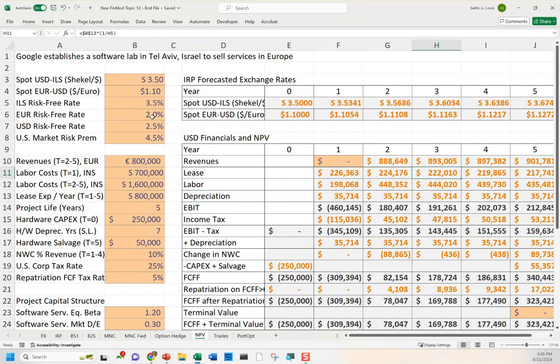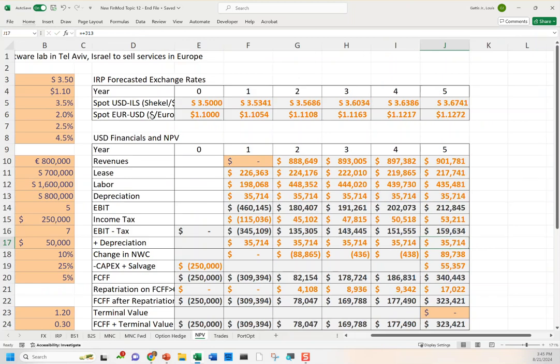All right, so then I'm going to buy the equipment in the States and maybe ship it to Israel. So that's going to cost me $250,000. I'm going to depreciate that over 7 years. So there's my depreciation expense. I then have my EBIT, like every other free cash flow model. We start with EBIT, take out taxes, EBIT after taxes, add back depreciation.